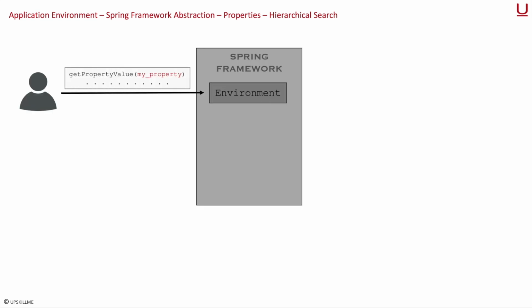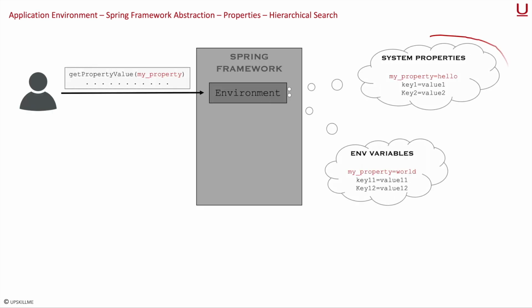The search performed for a property value is hierarchical. So, if a property is defined in multiple property sources, the one with the higher precedence wins. System property value has higher precedence than environment variables. Note that property values are not merged, but rather completely overridden by a preceding entry.